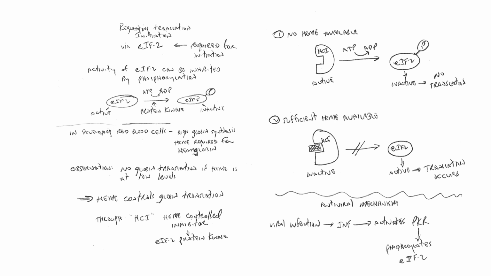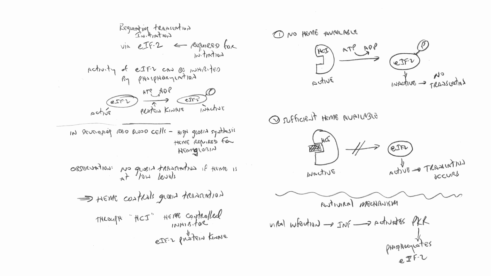So here's an example of regulation of EIF2. It's required for initiation; it brings the initiator tRNA into the P site. The activity of EIF2 can be regulated by phosphorylation, basically inhibited by phosphorylation. On the left-hand side I have a little drawing that represents EIF2, that circle, and that's active.